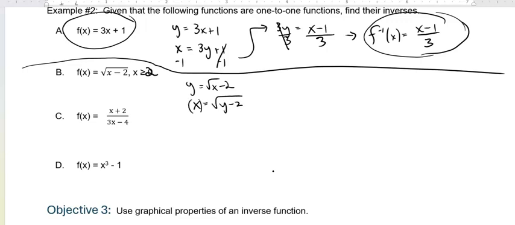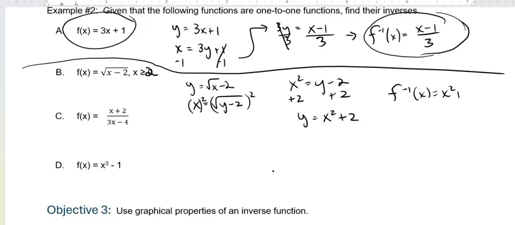Solve for y. What's the algebra? I got to square both sides. X squared equals y minus 2. Add 2 to both sides if I'm trying to solve for y. So that's y equals x squared plus 2, and then the notation thing goes like this. F inverse equals x squared plus 2.